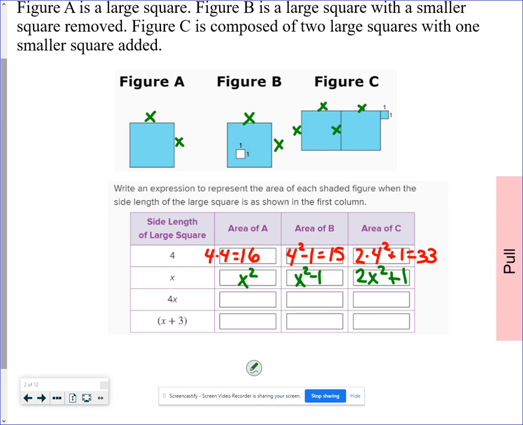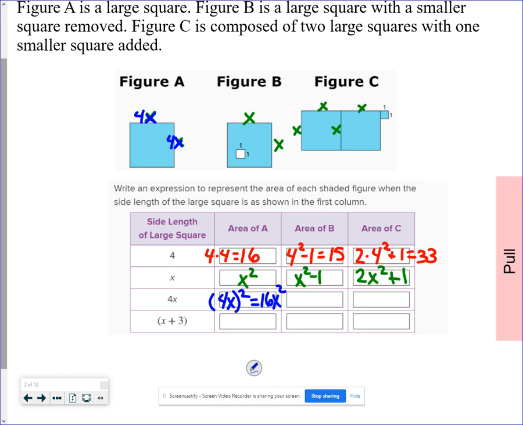When my side lengths now change to, instead of just x, a 4x, it'd be really tempting to say 4x squared, but it's not. Remember, this is really the whole thing squared. So 4x times 4x, which would be 16x squared. Or we could have left it with the parentheses, 4x in parentheses squared.